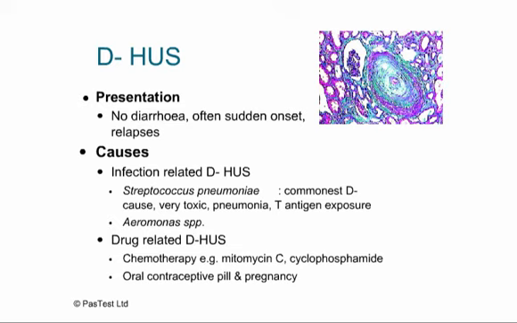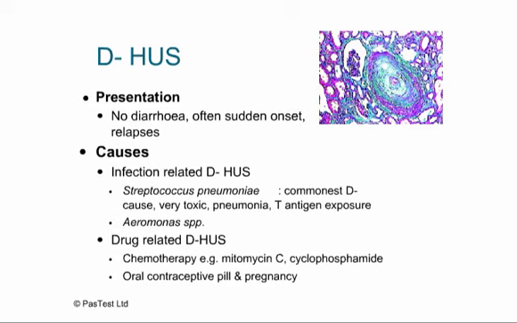Aeromonas species has also been reported as causing infection-related D minus HUS. Drugs are quite a big group that cause HUS also. Chemotherapeutic agents such as bleomycin, mitomycin C and cyclophosphamide all can produce a D minus picture, but generally when the drug is stopped, the HUS disappears.